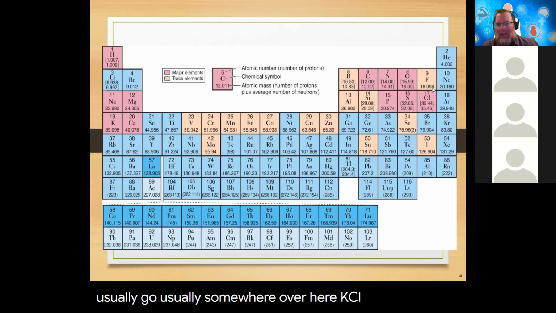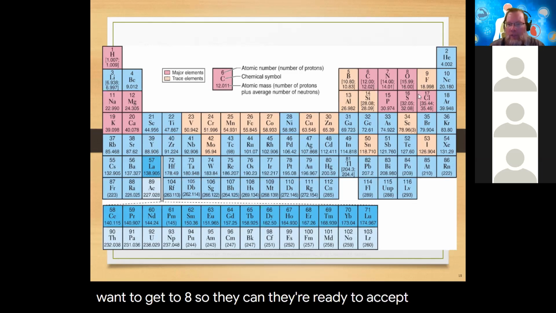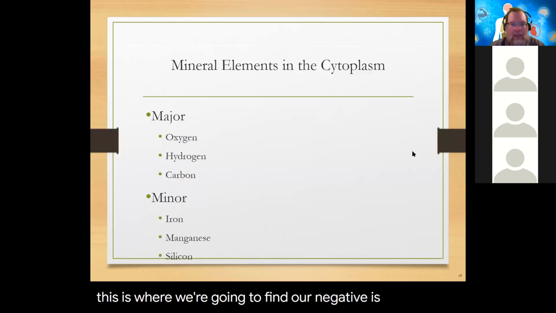Okay, Cl. These have 7 in this column here. They're going to have 7 electrons in their outer shell. So they want to get to 8, and they're ready to accept. So this is where we're going to find our negative ions typically.